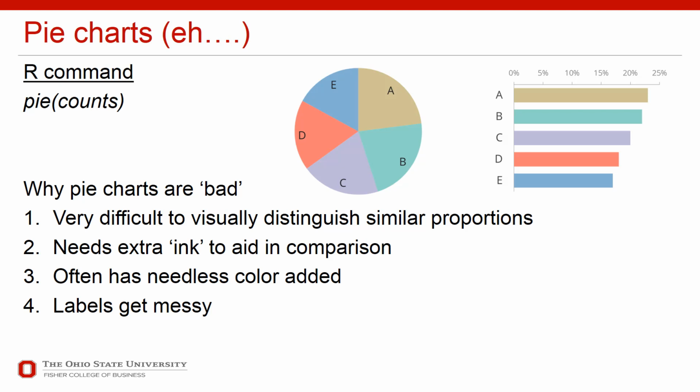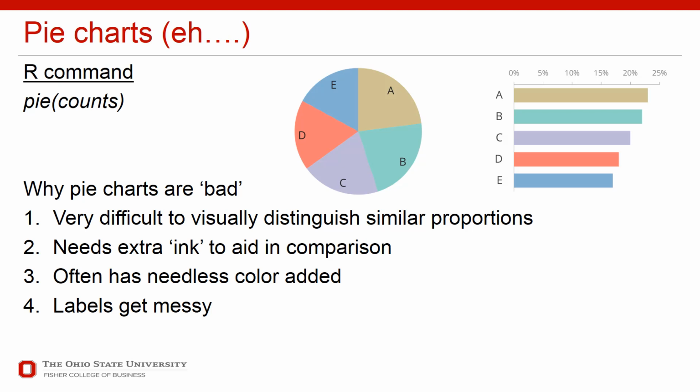You note that with a bar chart, comparison of the data is quite easy. It's very easy for me to tell that they go in decreasing order A, B, C, D, E. Looking at the pie chart, very difficult to distinguish the different sizes. We also need a little extra ink to aid in comparison, because what people will often do is they'll say, well, why can't I just do a pie chart and then put the percents in every single category? So for example, maybe I say A in this picture is 21%, B is 20%, C is 19%, and so forth.